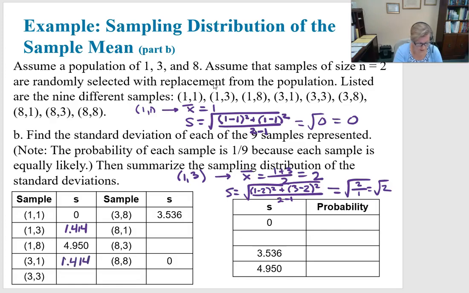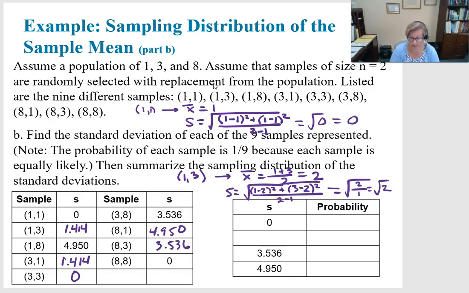When I do 3, 3, let's see, I get 0 again. When I do 3, 8, I get 3.536. When I do 8, 1, I get 4.950. And when I do 8, 3, I get 3.536. And when I do 8, 8, I get 0. All right, so I've filled in my chart.